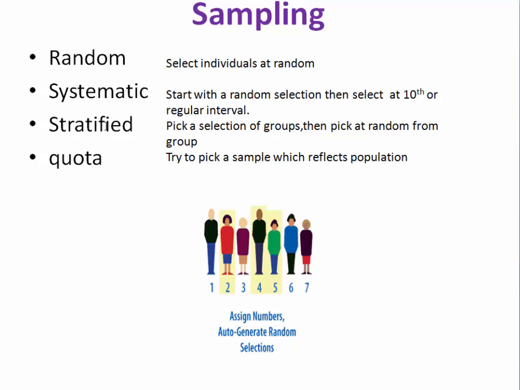In stratified sampling, we have a selection of groups or strata, then we pick at random from each group, and that's our sample. In quota sampling, we try to pick a sample which reflects the population, like if the population or the objects are in small groups, we pick a small group that represents the total population.